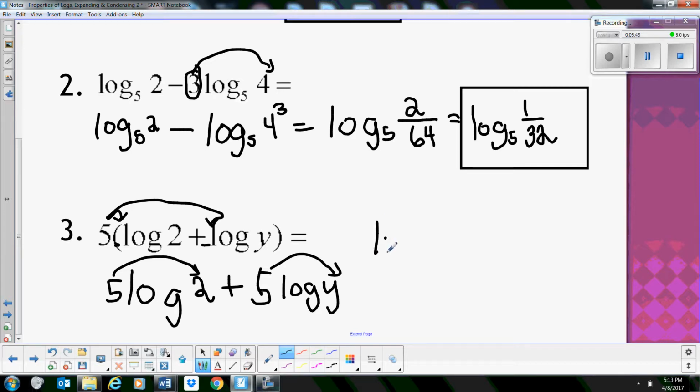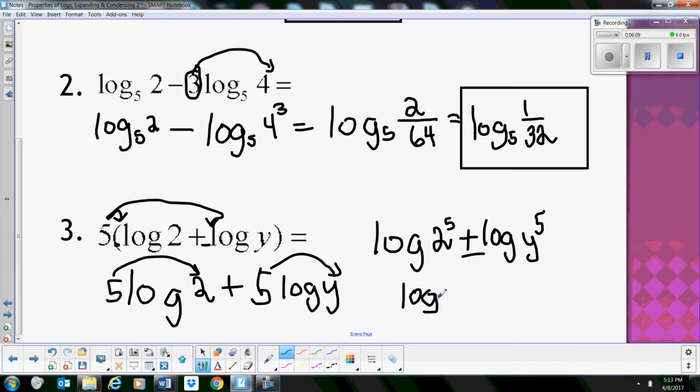So we now have log of 2 to the 5th plus log of y to the 5th. And now we've got addition. So we know when we condense, we use the product rule, and we're going to get 2 to the 5th, that's 32, times y to the 5th.